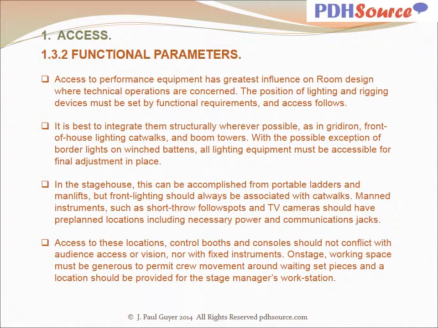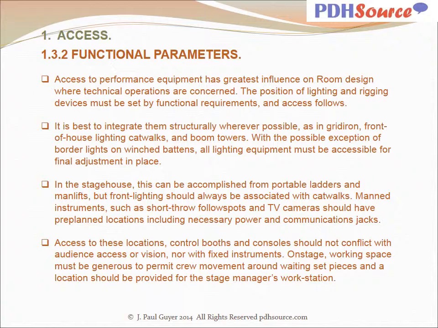Access to performance equipment has greatest influence on room design where technical operations are concerned. The position of lighting and rigging devices must be set by functional requirements, and access follows. It's best to integrate them structurally wherever possible, as in gridiron, front-of-house lighting, catwalks, and boom towers. With the possible exception of border lights on winched battens, all lighting equipment must be accessible for final adjustment in place. In the stage house, this can be accomplished with portable ladders and man lifts, but front lighting should always be associated with catwalks.